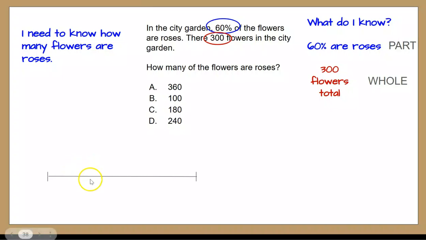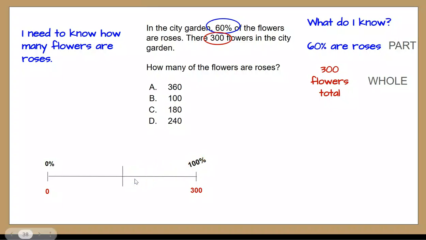So let's take a look at our number line here. If I start at the left, I have 0% all the way to 100%. If I have 100% of the flowers in my garden, how many flowers do I have? I have 300 flowers. They told us that total, or that whole number of flowers in the garden. So I'm going to use my number line here to help me figure out how I could break up those flowers to find the 60% that I need.